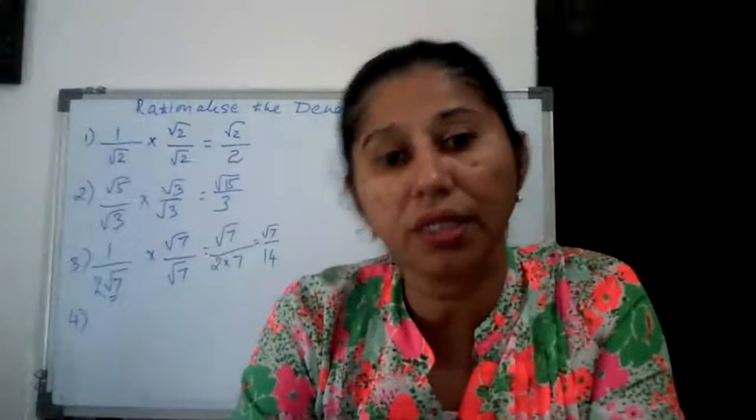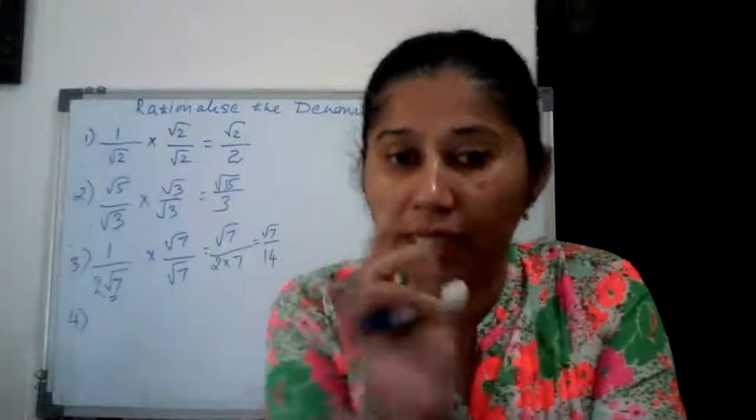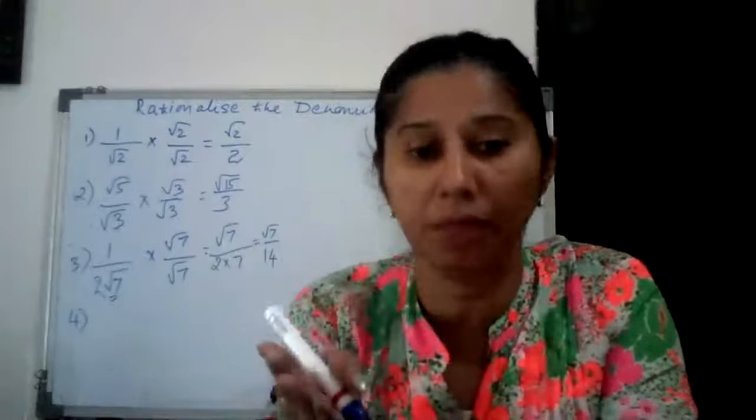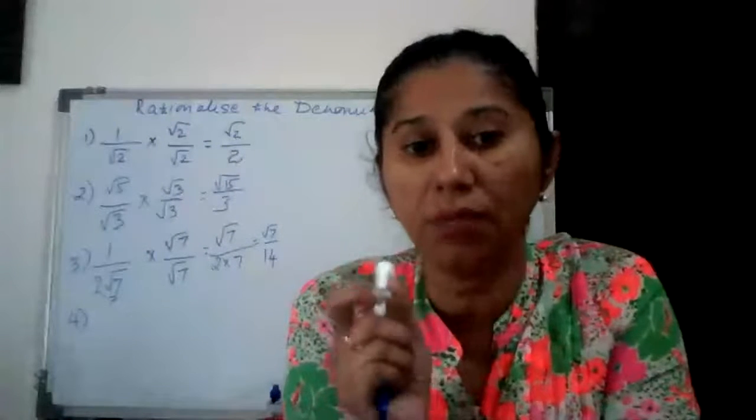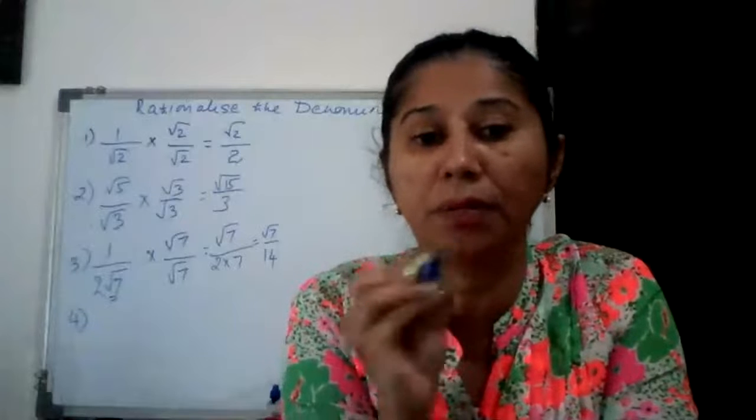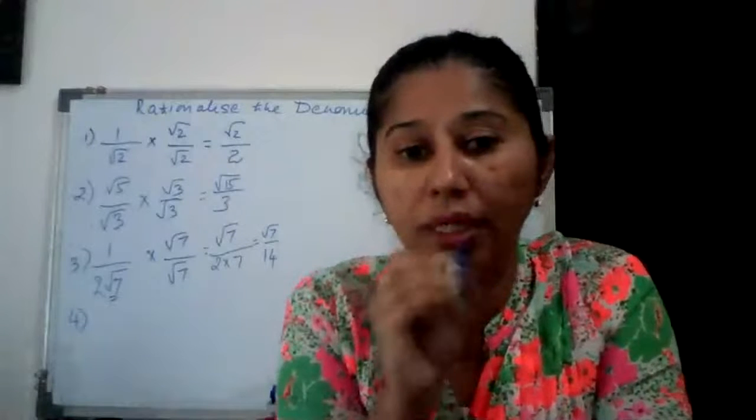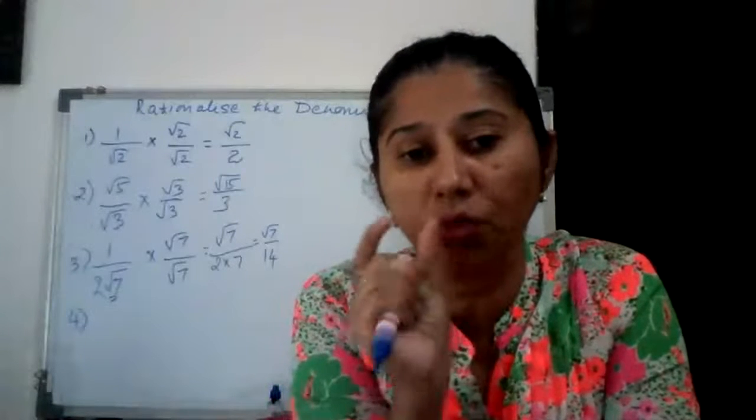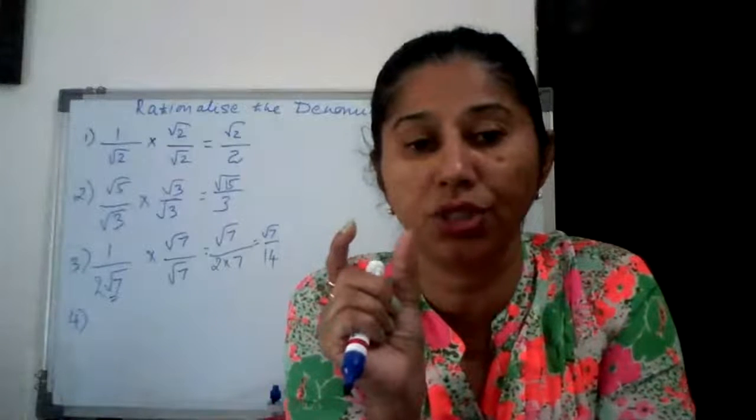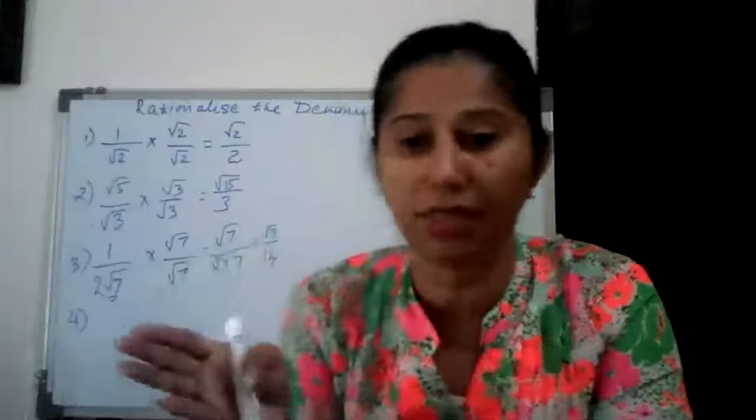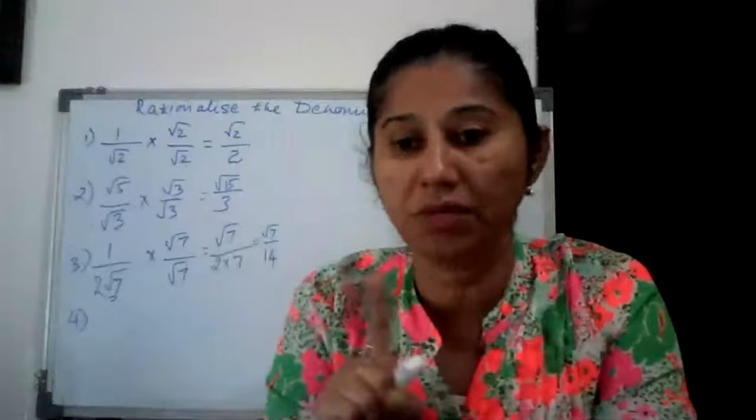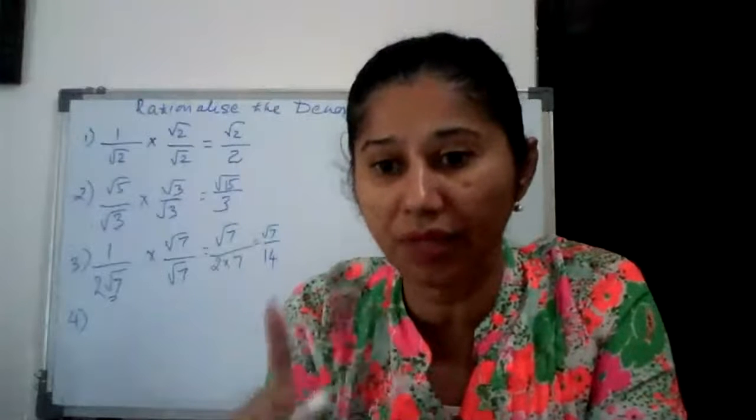हमारा क्वेश्चन क्या है? रैशनलाइजिंग द डिनोमिनेटर. तो ऐसा नहीं है कि जो भी डिनोमिनेटर है हम उससे मल्टीप्लाई करेंगे. तो जब वो रैशनल नंबर है 2 root 7 मतलब 2 मल्टीप्लाई बाई रूट 7, जहाँ पे 2 ऑलरेडी रैशनल है, तो हम सिर्फ रूट 7 को रैशनलाइज करने की कोशिश करेंगे. तो उसके लिए हमें सिर्फ रूट 7 से मल्टीप्लाई करना है, ना कि 2 root 7 से. आई होप दिस इज क्लियर टू एवरीवन चिल्ड्रन.